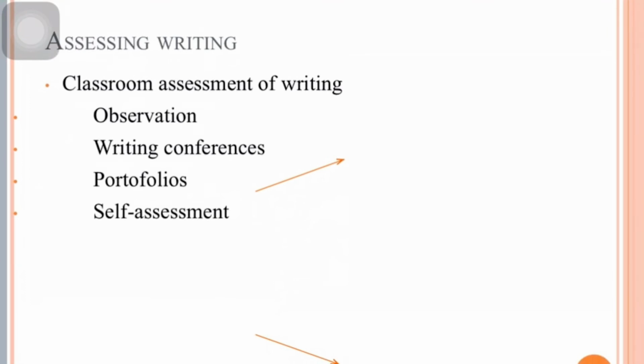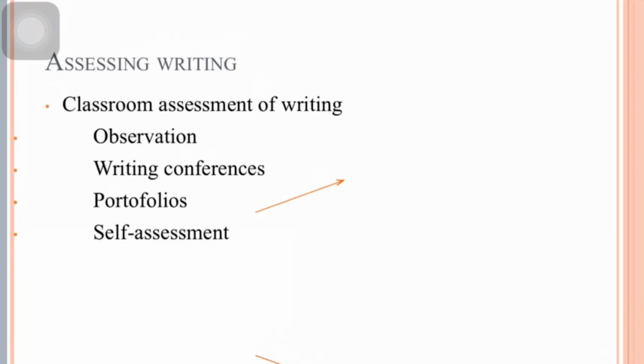Assessing writing. Classroom assessment of writing. First observation, and then writing conferences. I think it is the same as assessing reading. For example, observation, observe children's writing ability, involves ongoing checks of children's writing processes as well as their writing products. And then writing conferences involve teacher and student in one-to-one extended discussion of the writing that has been or is in the process of being done.